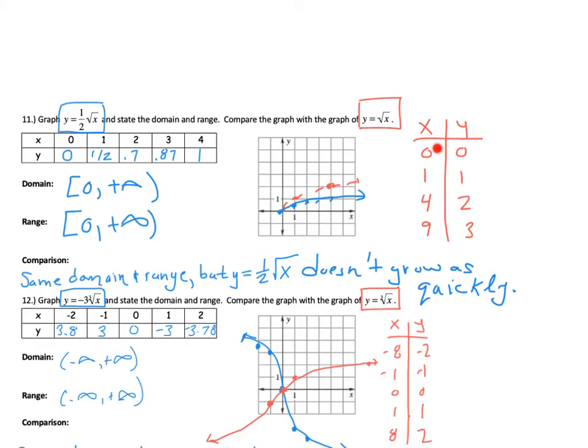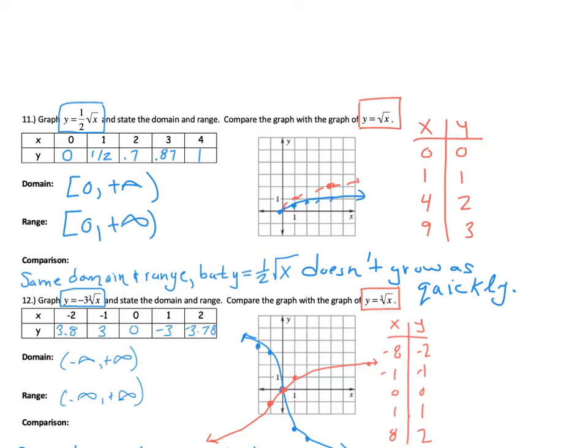Again, the square root of 0 would give us 0. The square root of 1 would give us 1. The square root of 4 gives us 2. And the square root of 9 gives us 3. And then I did take some time to plot those on the graph, because the problem asked me to compare the graph with y equals the square root of x. So I'm trying to just draw a comparison between our parent function and this new one that has the 1/2 in it.